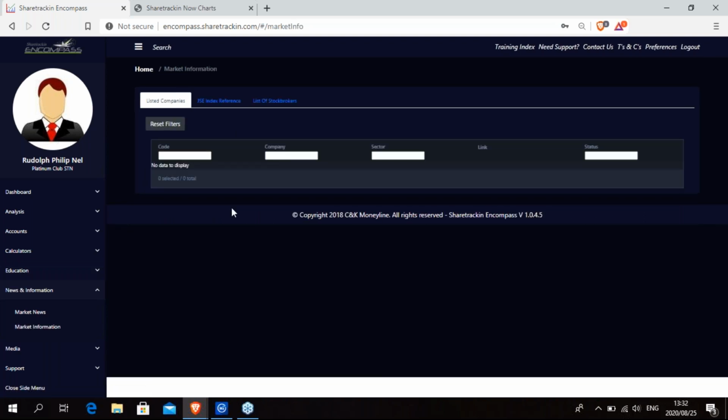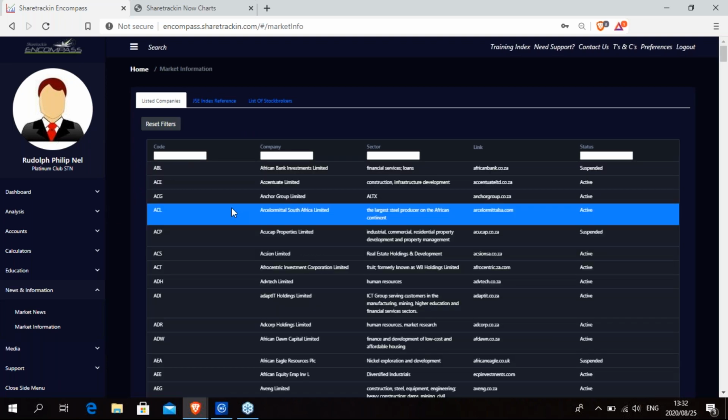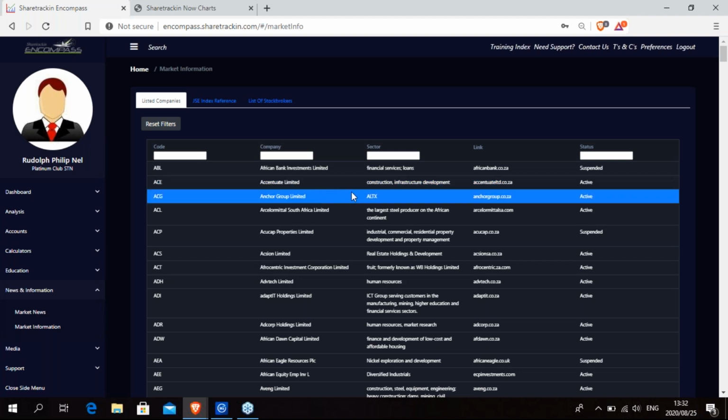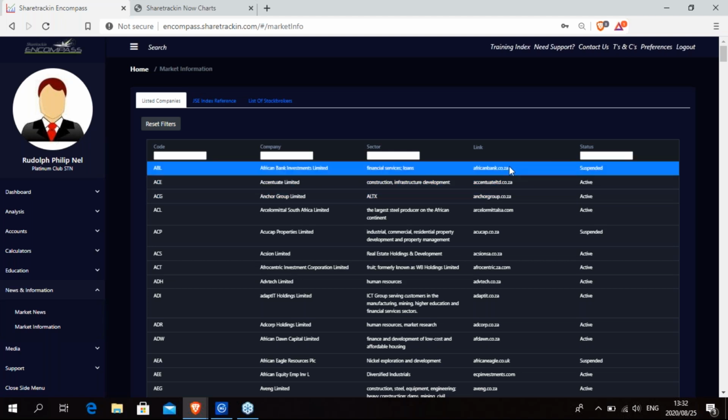Market information is going to give you a little bit more on the companies, the listed companies, which companies are listed, which shares are suspended, which shares are still active. You can go directly to some of their websites. There's the website links, so you can do a little bit more research on those shares before you incur a buy or a sell on the JSE.